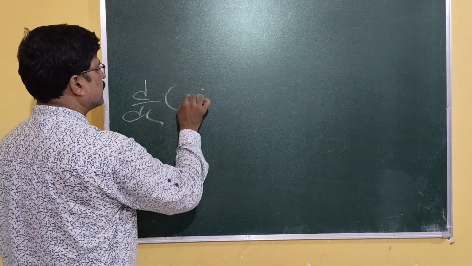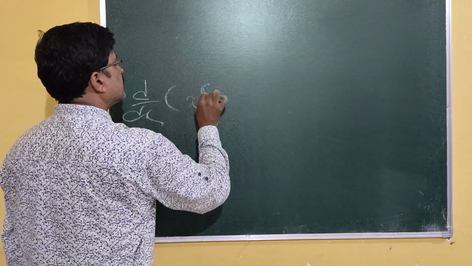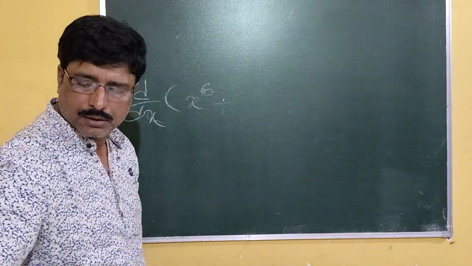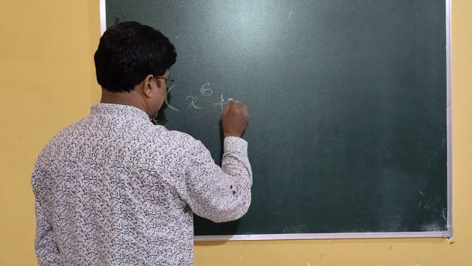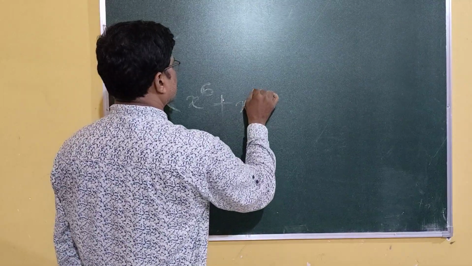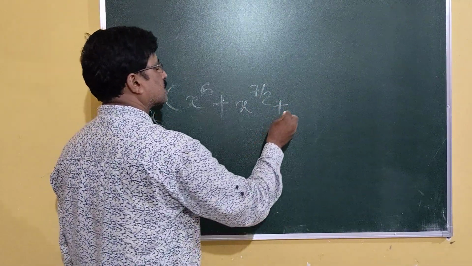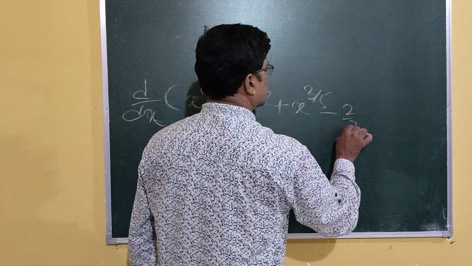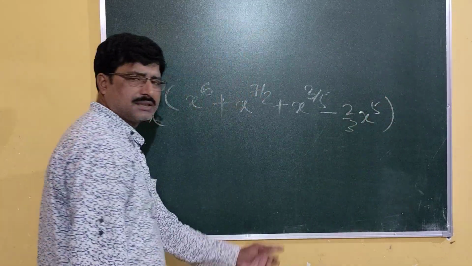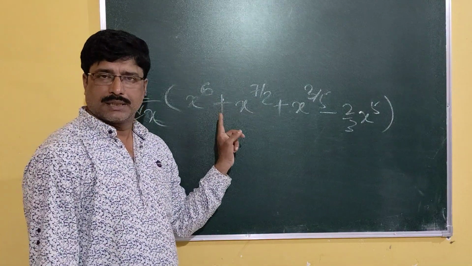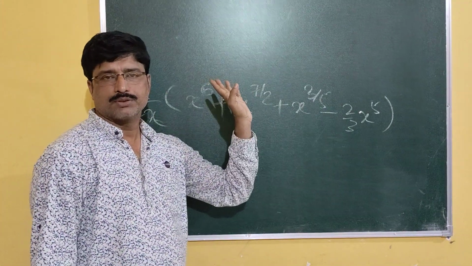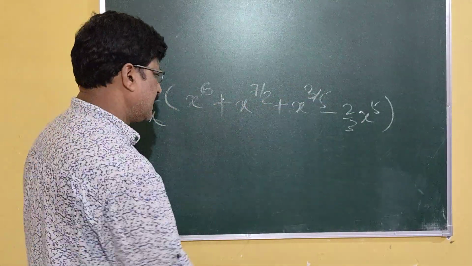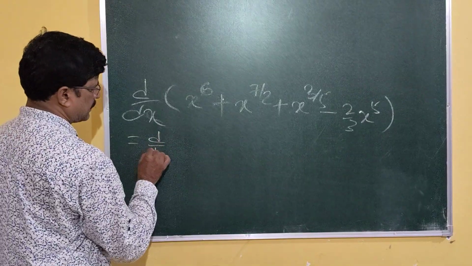Let dy dx of x to the power 6, a different type of question I am taking: dy dx of x to the 6 plus x to the power 7 by 2 plus x to the power 3 by 5 minus 2 by 3 x to the power 5. This is a problem where there are some additions and some subtractions. So first I am thinking about this addition and subtraction, and it can be easily solved by separating these terms.